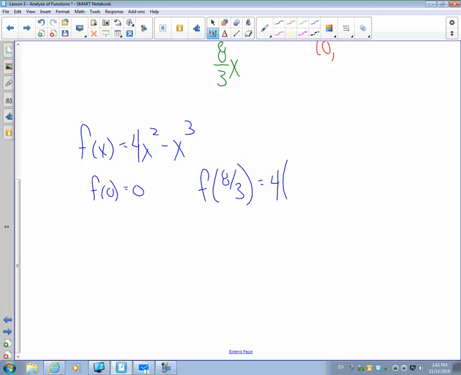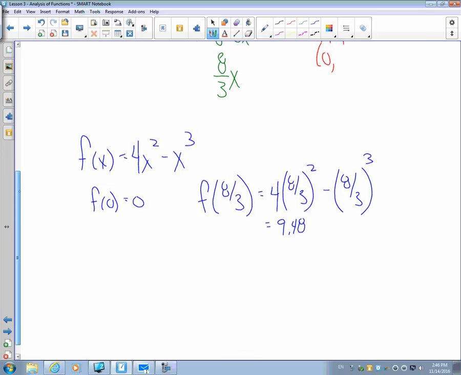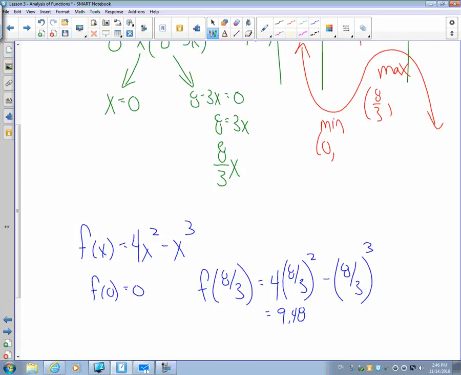If we put that in for x, we'll get 4 times 8/3 squared minus 8/3 cubed. Okay, punch it all into a calculator the way it looks. And in some ways, got to work with decimals in this one. You get 9.48. Okay, so back to our sign chart for a second. The min was 0, 0. The max was 8/3 and 9.48.